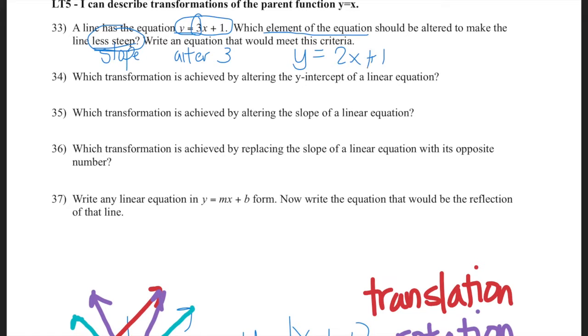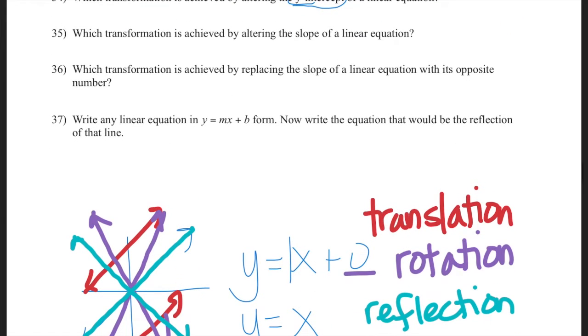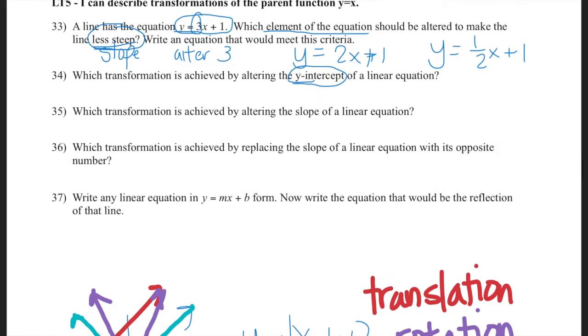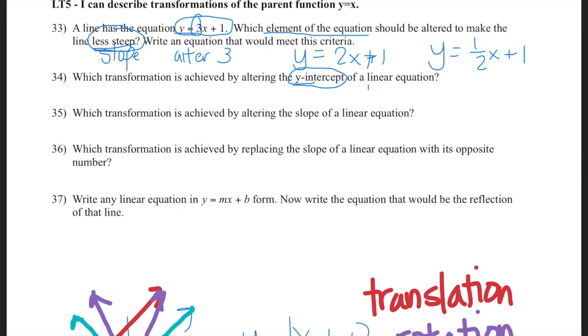So any equation where the slope is smaller than 3 would be fine. 2x plus 1, x plus 1. You could make it 1/2 x plus 1. Okay. Number 34, which transformation is achieved by altering the y-intercept? So we just talked about if you're altering the y-intercept, you're sliding, look at the red lines, you're sliding your line up or down, and that is a translation.